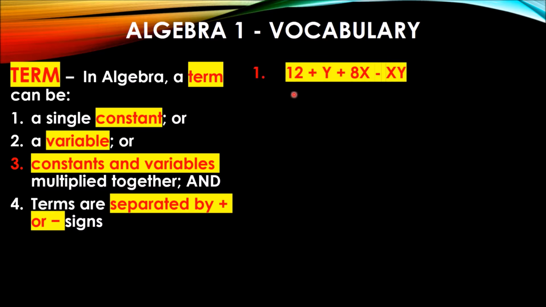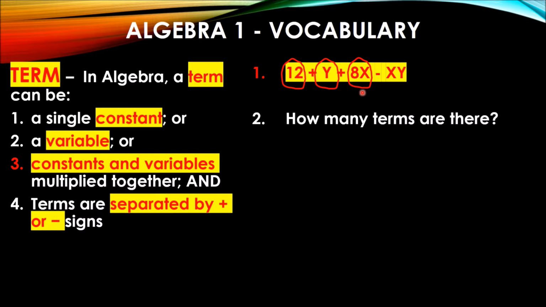I've got a full mathematical expression here, 12 plus y plus 8x minus xy. So the first thing I might ask you is, how many terms are there in this expression? Well, let's look at that fourth part of the definition. It says that terms are separated by plus or minus signs. So notice I have two plus signs here and I've got a minus sign here. So that means I have 4 terms. I've got 12 as a term, I've got y as a term, I've got 8x as a term, and then negative xy is my 4th term. Okay, those pluses and minuses separate my 4 terms.